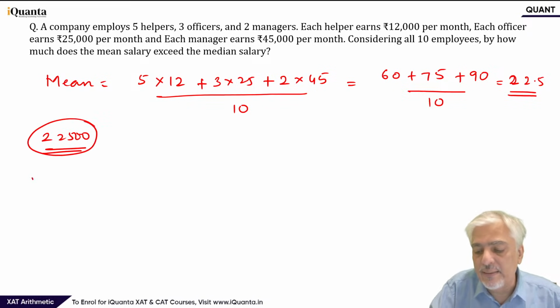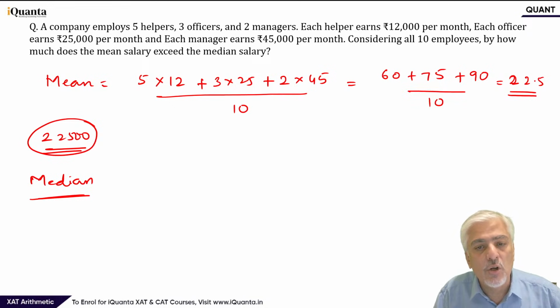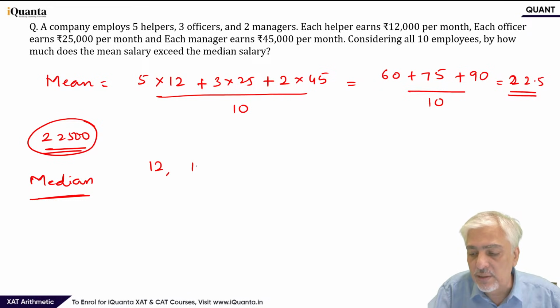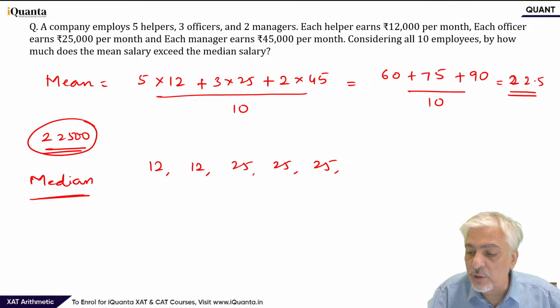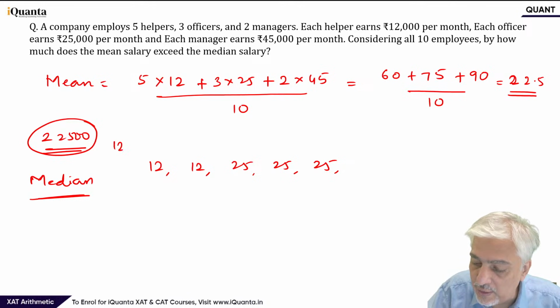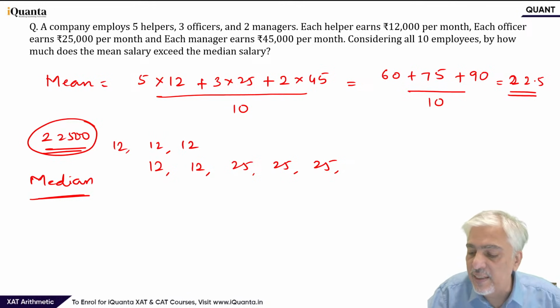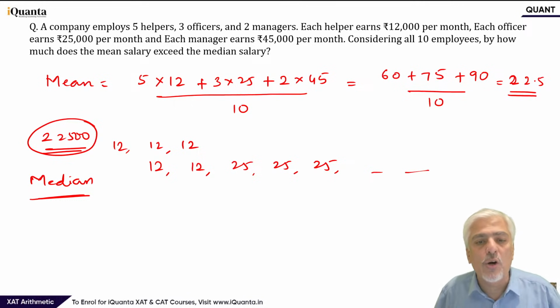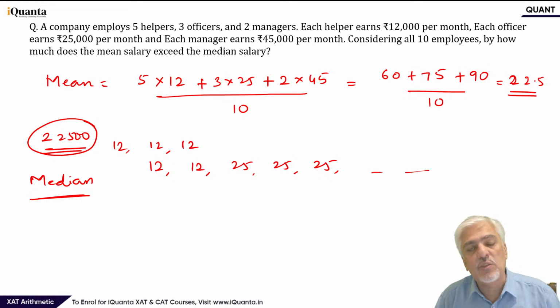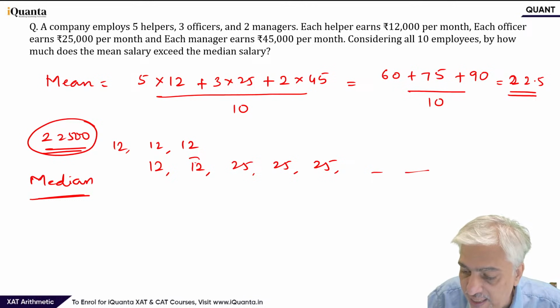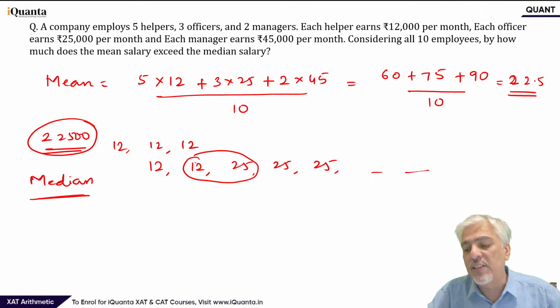What about my median? Median comes when you arrange things in ascending or descending order. So how many 12,000s were there? Then there were 3 25,000s. And the remaining were 45,000. Sorry, 12,000s were 5. My bad. 1, 2, 3, 4, 5. There is no need to write more than this. Median of 10 values will be the average of the fifth and sixth values. So the fifth is this, the sixth is this, the average of these two.